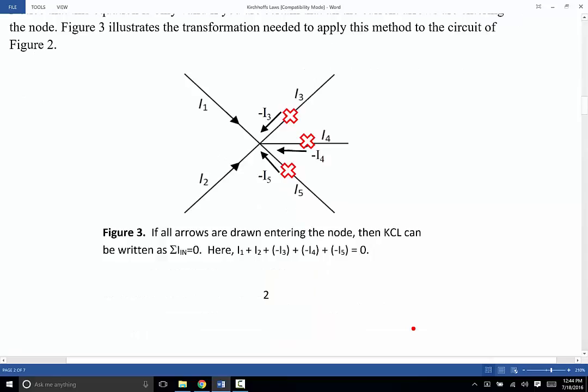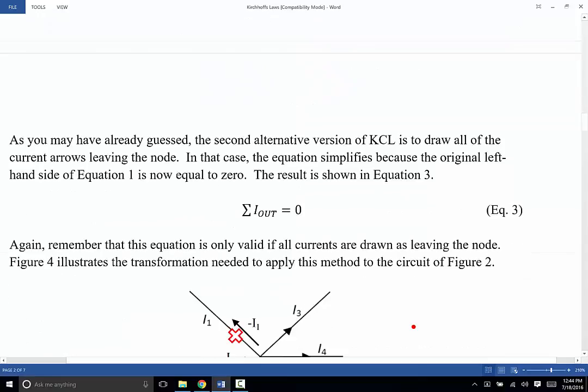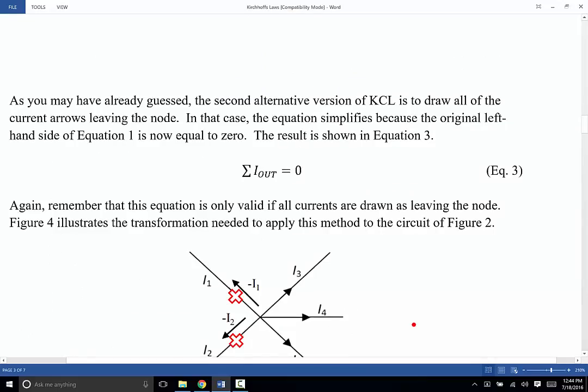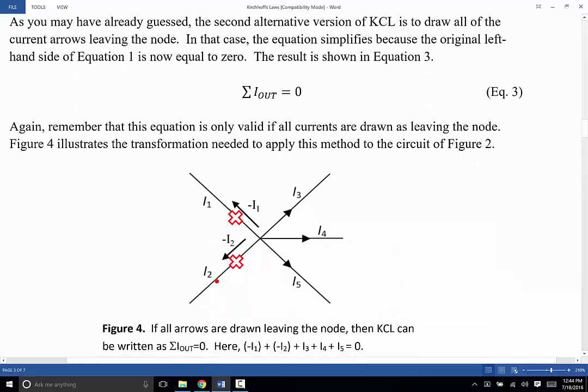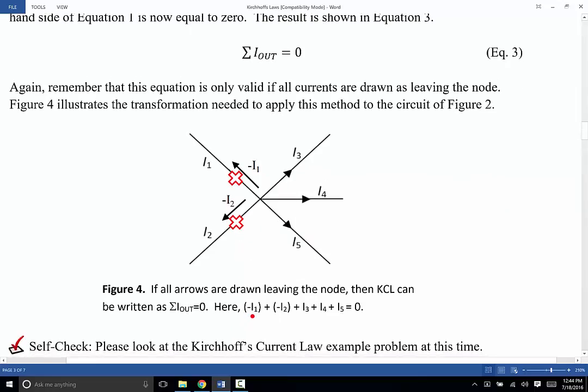And you can probably guess the third form simply says that the sum of the currents leaving the node is equal to 0. So all I did there was I redrew the 2 that were entering the node as now leaving the node. So we have minus I1 and we have minus I2. And so here you can see minus I1 plus minus I2 plus I3 plus I4 plus I5 is equal to 0. Algebraically, all we did was to move those two terms over to the right-hand side of the equation, but in practice, what we did was we summed the currents that are leaving that particular node.